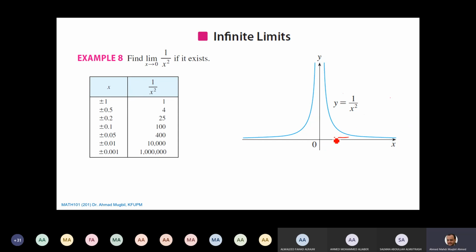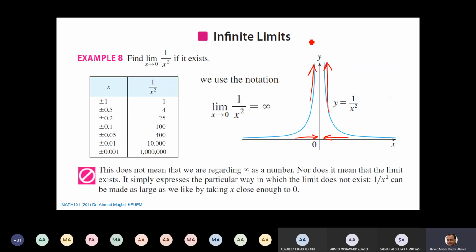And look what happens when x approaches 0 from the right or from the left. The value of the function goes where? It goes up and up. It increases without bound. So in mathematical notation, we will write that the limit of 1 over x squared when x approaches 0 is equal to infinity.